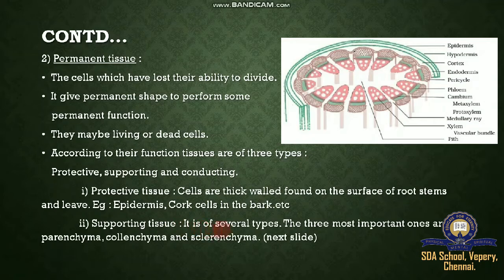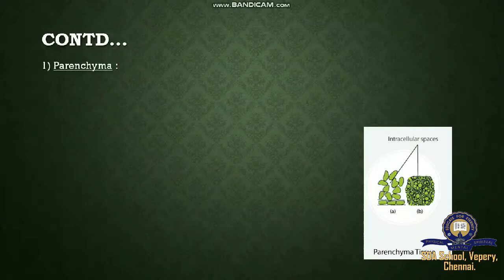Supporting tissue is of several types. The three most important ones are called parenchyma, collenchyma, and sclerenchyma. So it's called supporting tissue. Then first, number one, parenchyma.